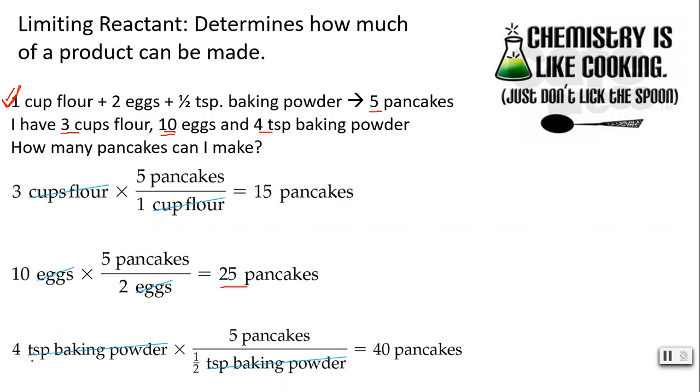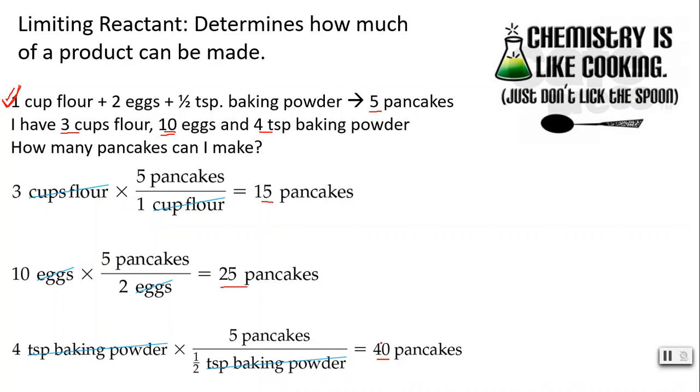And then if I use my baking powder information, specifically the amount that I have and what's required in the recipe, I get 40 pancakes. So the question is, which is correct? How many pancakes can I make? Can I make 15? Can I make 25? Or can I make 40?